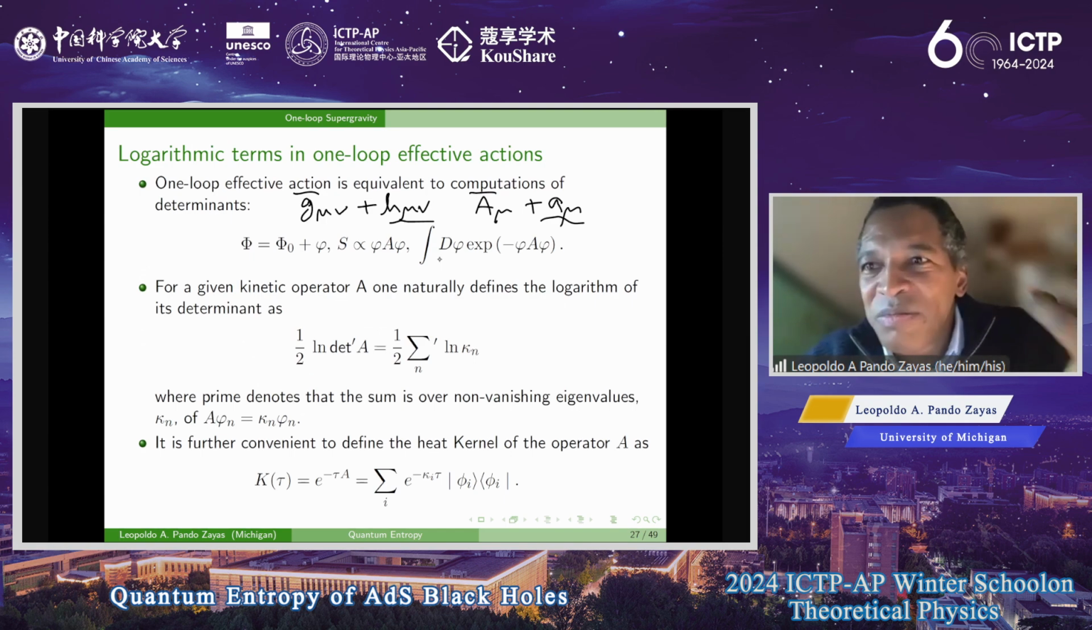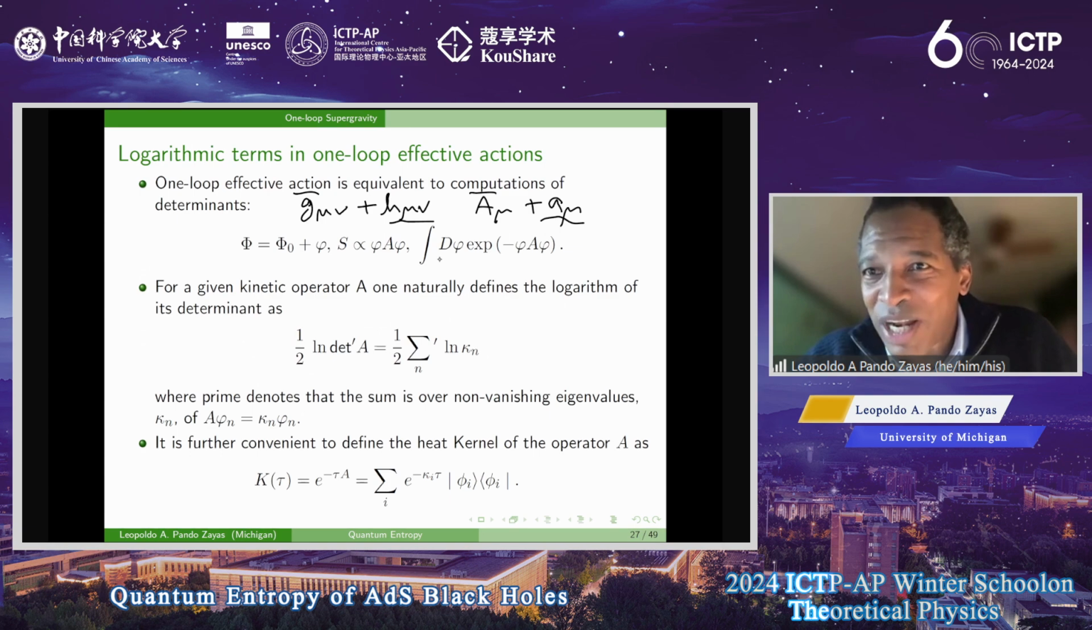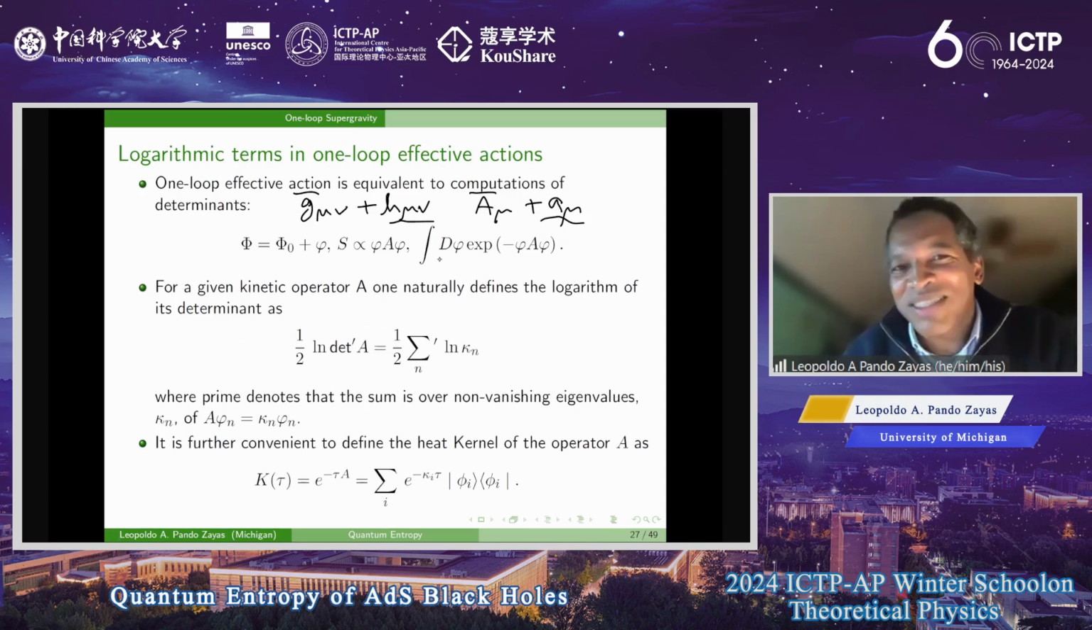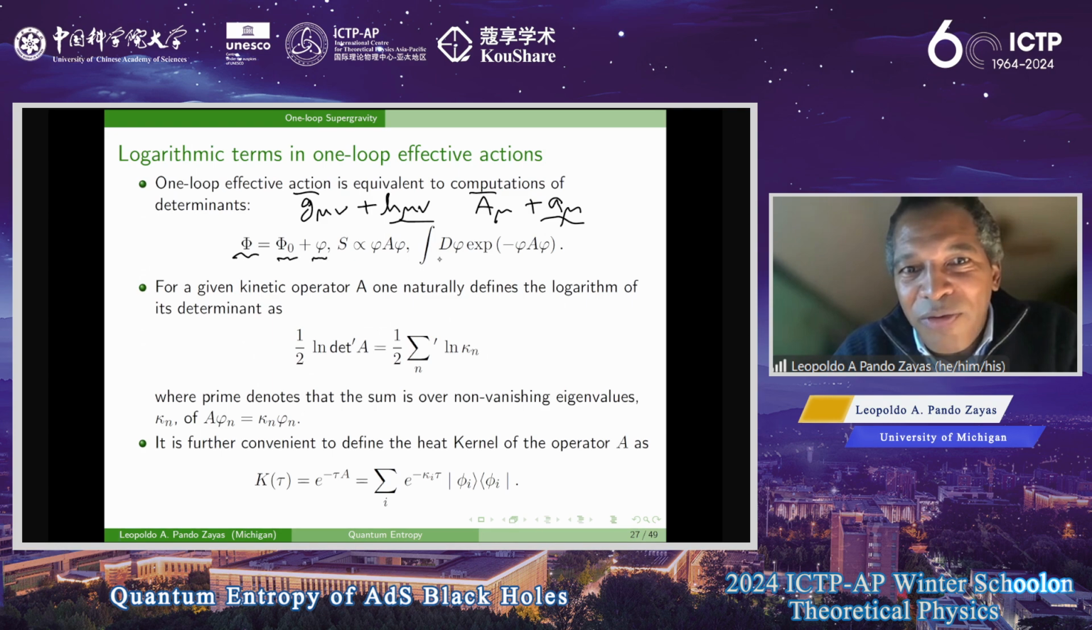That will give me my one loop correction to the partition function and the one loop correction to the entropy, which is what I want. Now I'm going to write this schematically because the formulas get very complicated. So think of phi. It can be the metric. It can be the gauge field. It can be any of the fields that I have in 11-dimensional supergravity. So I have the background part and then the fluctuation part.